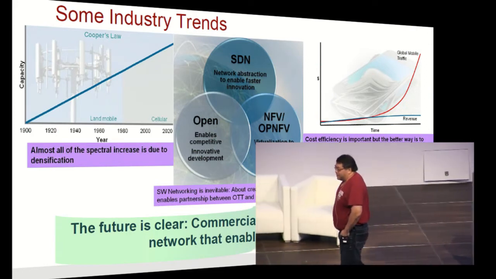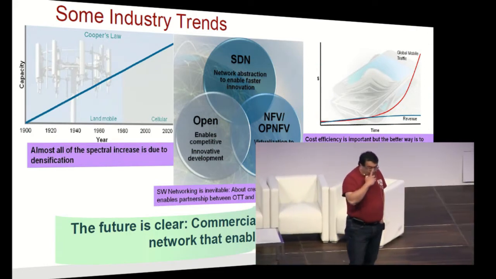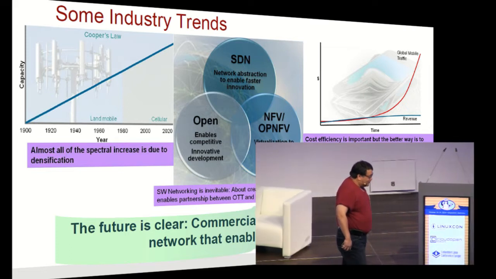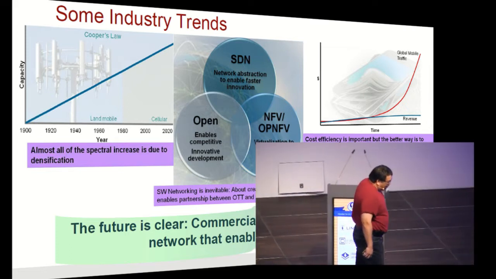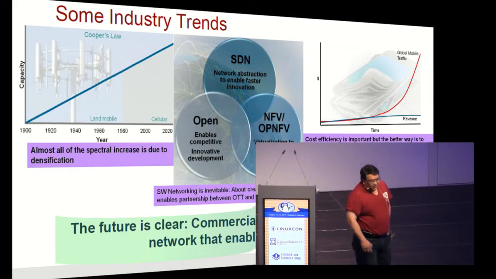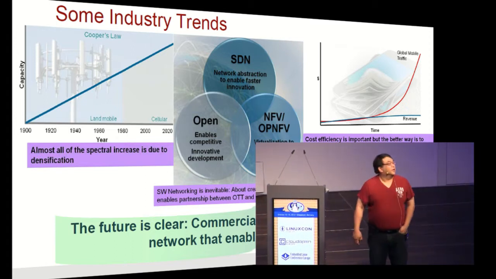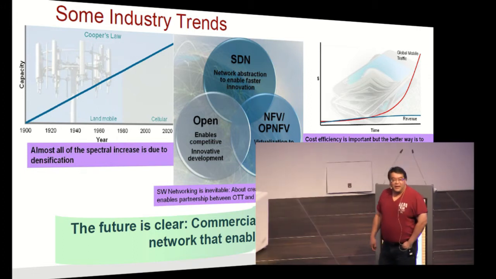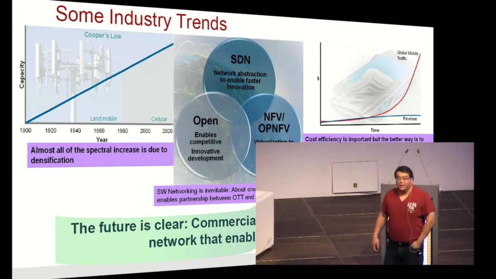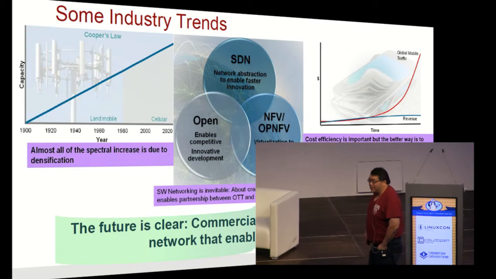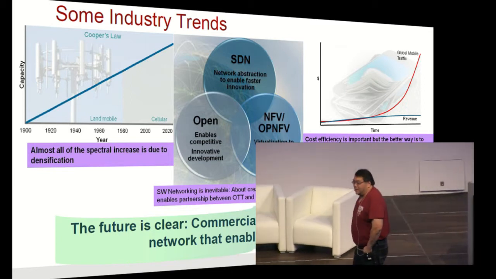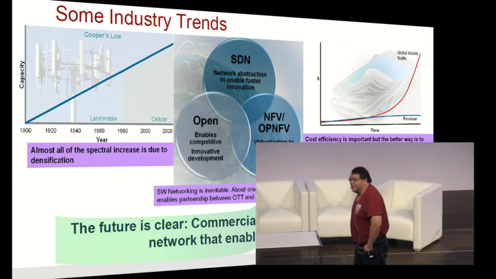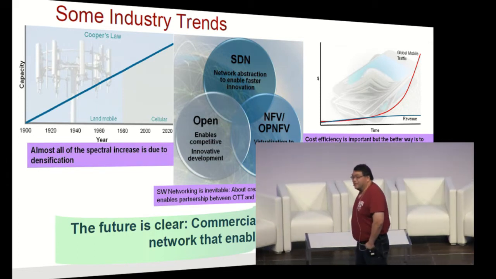I'd like to start with an analog to Moore's law for the network, which is Cooper's law. Cooper is a guy who came out of Motorola. Cooper's law says every 30 months or so, the capacity of the network doubles. I plotted that on the left for you, going back to the early days of wireless, on a logarithmic curve, so it looks like a straight line, so there's some exponential growth there.